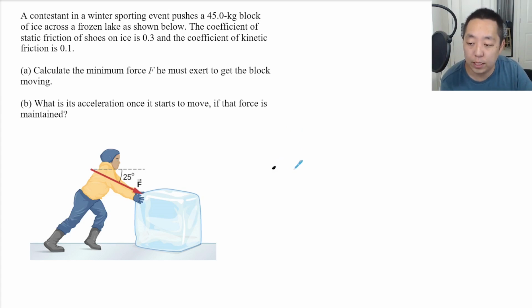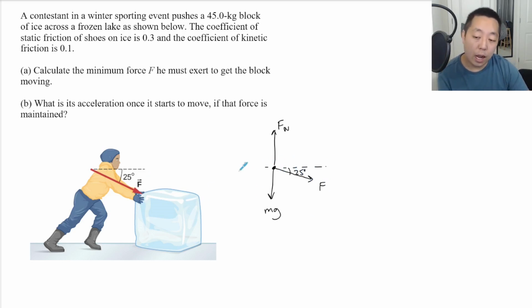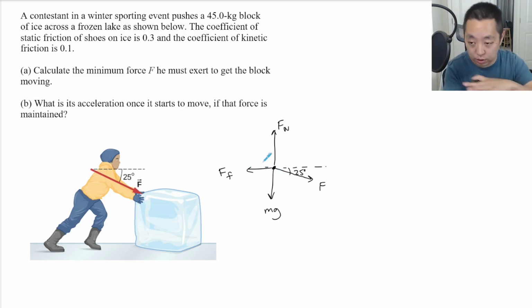So when I draw my free body diagram of the block of ice, I have the mg down, a normal force up, and then a force downward from his applied force. And then I'm going to have a frictional force moving to the left because it's going to oppose my motion, right? Static friction is going to oppose him from moving. So it's going to move to the left, which is parallel to the surface. Friction is always parallel to the surface.